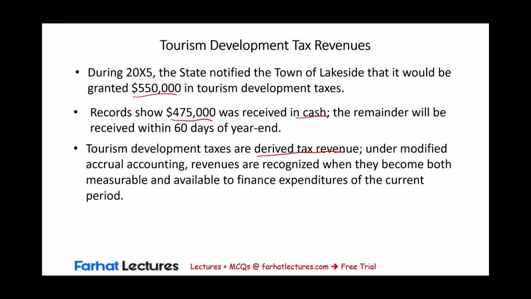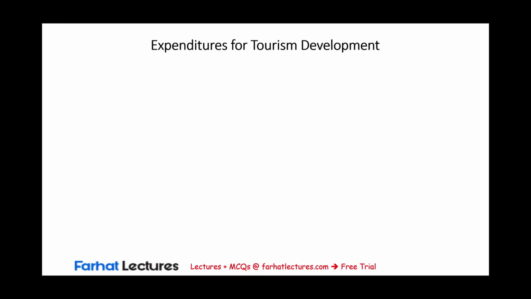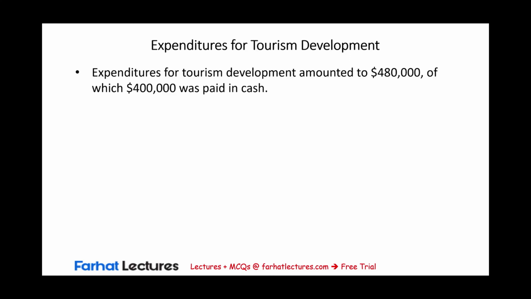Under modified accrual accounting, revenues are recognized when they become both measurable and available to finance the expenditures for the current period. So now the revenue is considered measurable because the town of Lakeside has been officially notified by the state about the revenue amount of $550,000. The exact amount of revenue can be quantified. Therefore, we can go ahead and record this revenue. Well, let's take a look at the expenditure now. Expenditure for tourism amounted to $480,000, of which $400,000 was paid in cash.